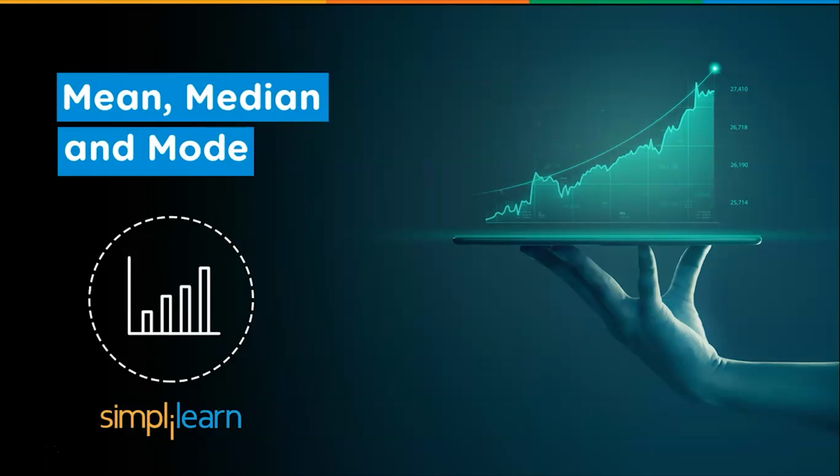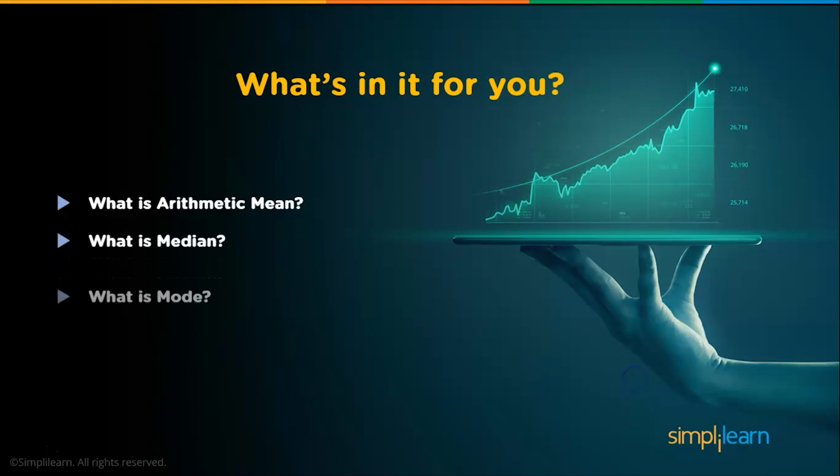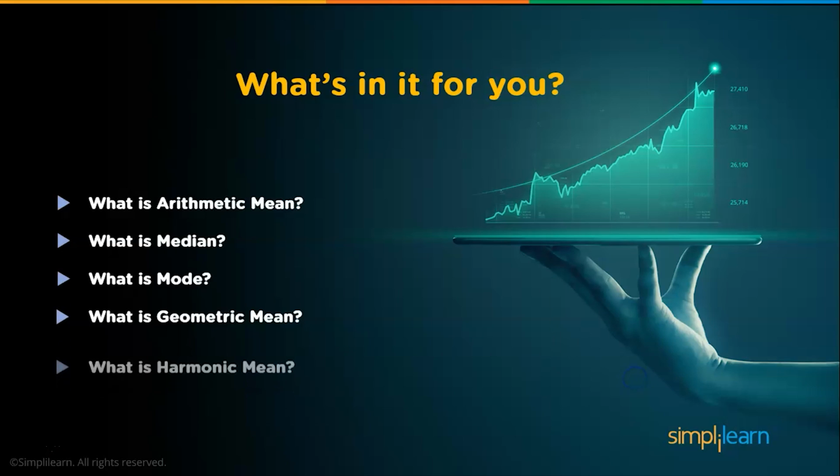In this video, we will be learning about mean, median and mode. So what can you expect from this video? What's in it for you? First, we will explain the concept of arithmetic mean to you. Then, we will move on to what is median and mode. Finally, we will look at two other types of means, geometric mean and harmonic mean. All of this with the help of worked examples and formulae.